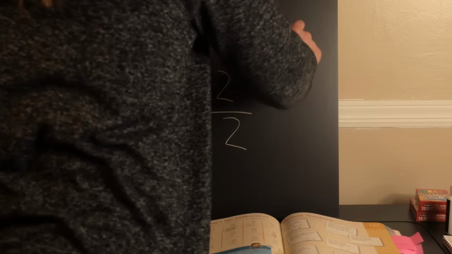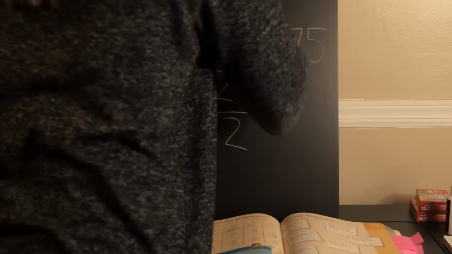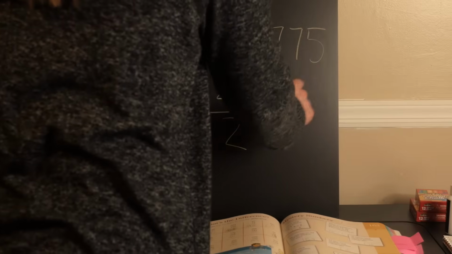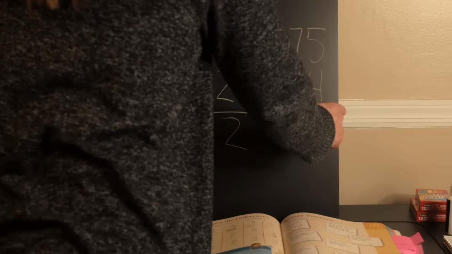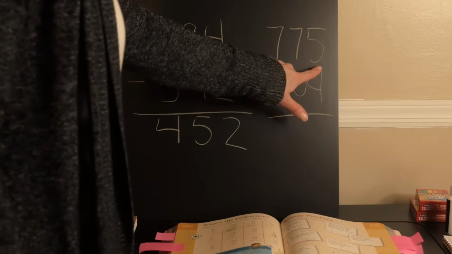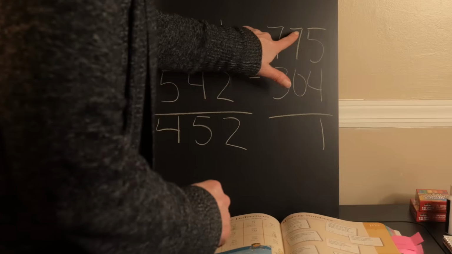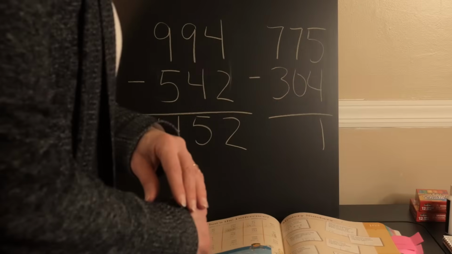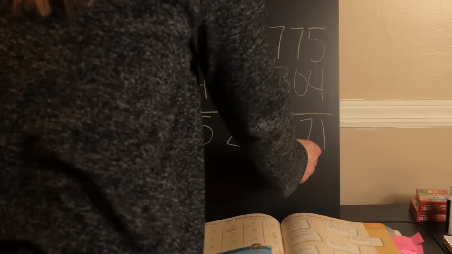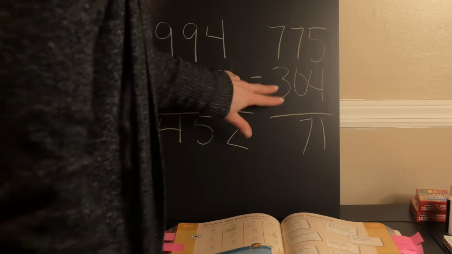Let's try 775 minus 304. Okay, so 5 minus 4 is 1. 7 minus 0, 7. Good. And lastly, that's 3, that's 4.